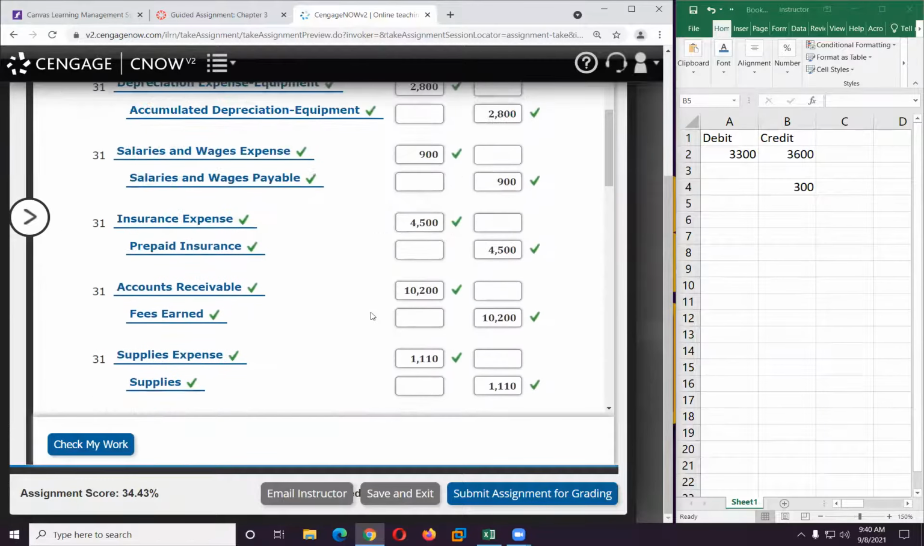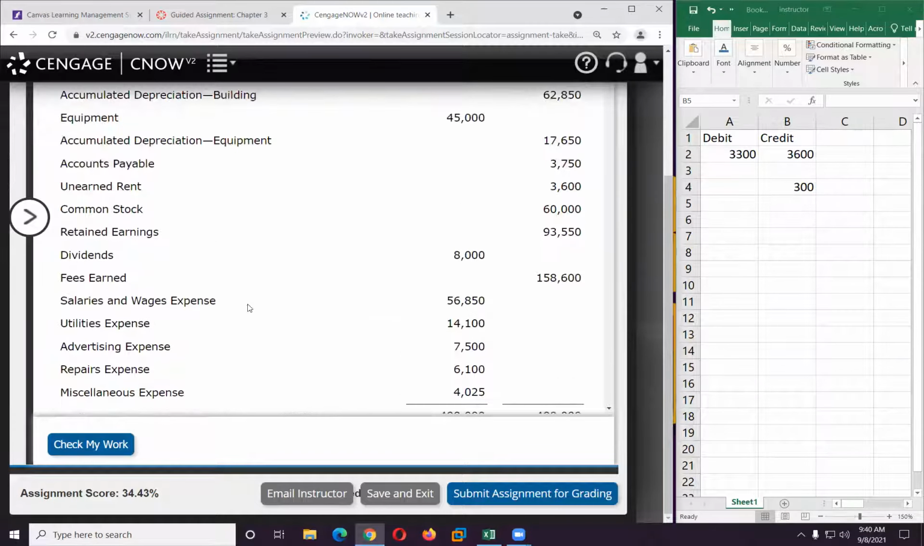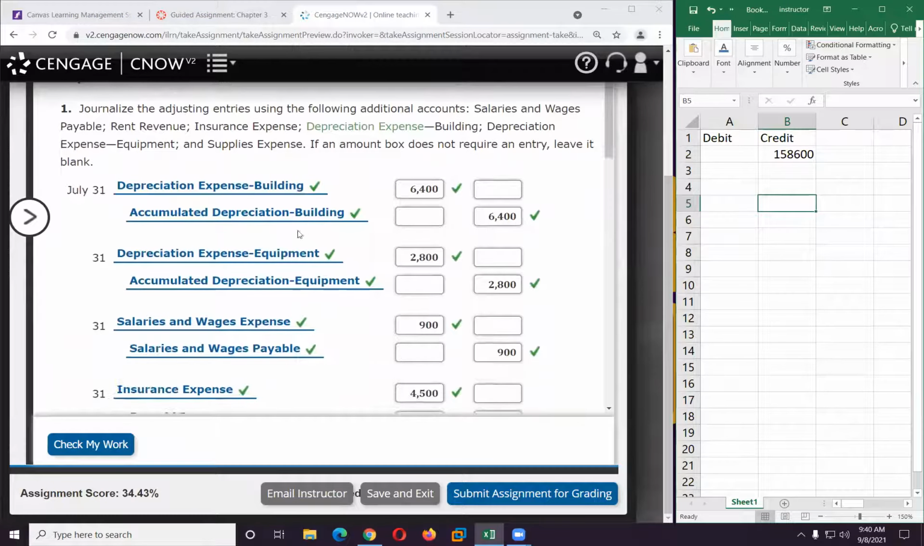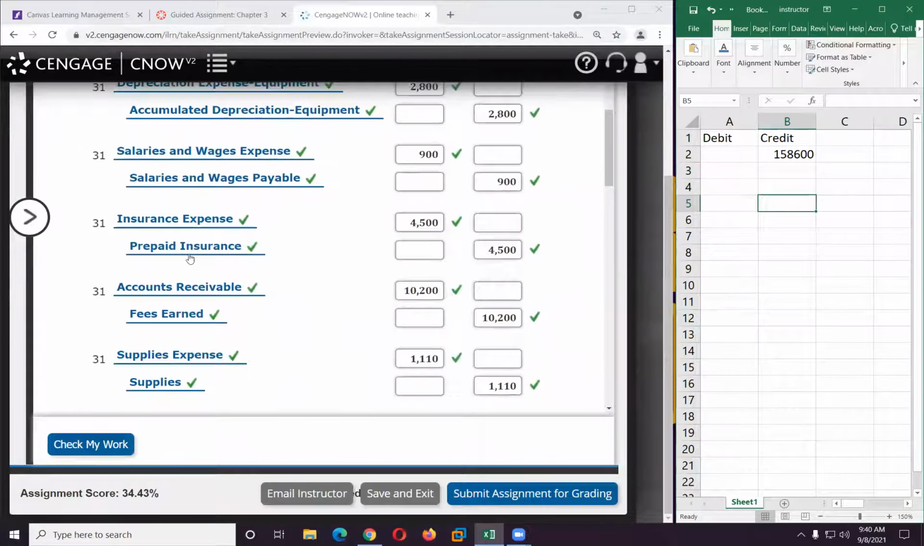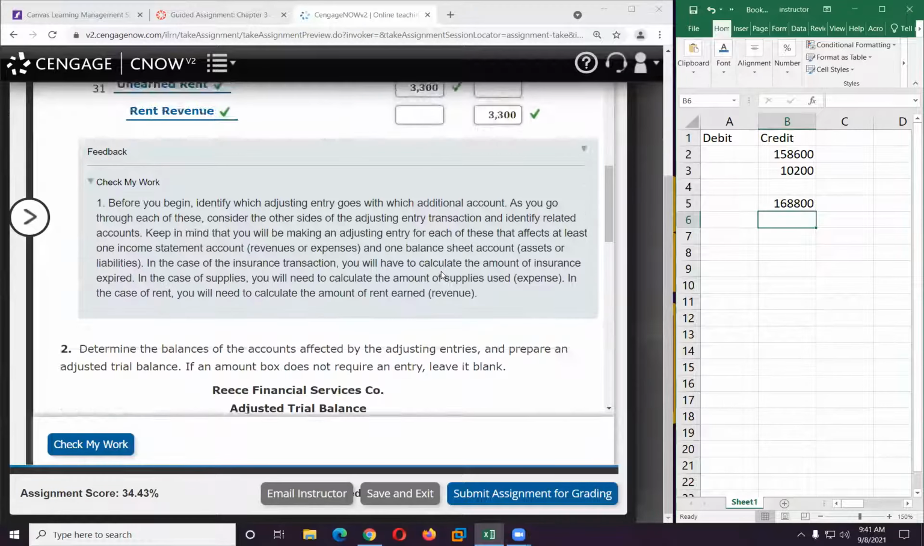All right, fees earned had a credit balance of $158,600. So that's all the fees revenue they've earned so far this year. We'll come down and look at our adjusting entries. And we'll see that we did have an adjustment to fees earned, a credit of 10,200. So the new balance to that account is 168,800 on the credit side.